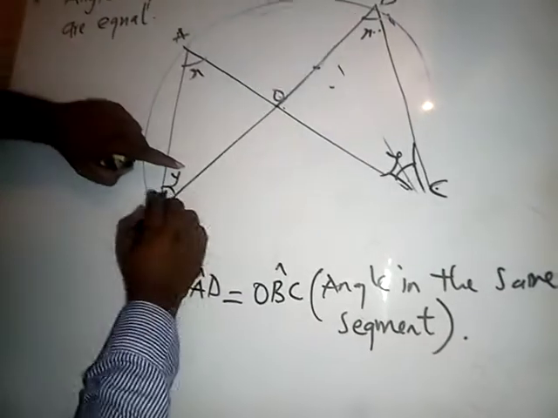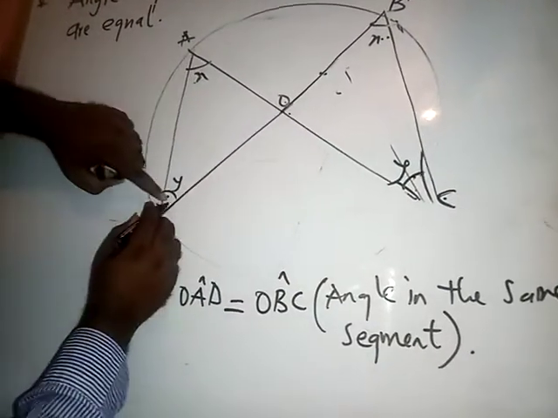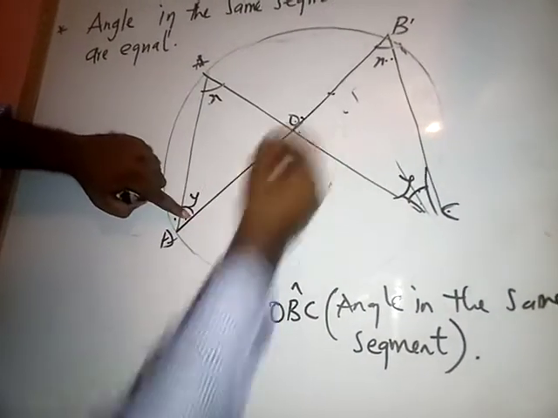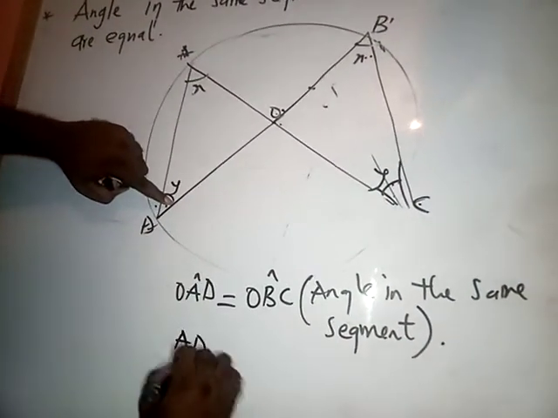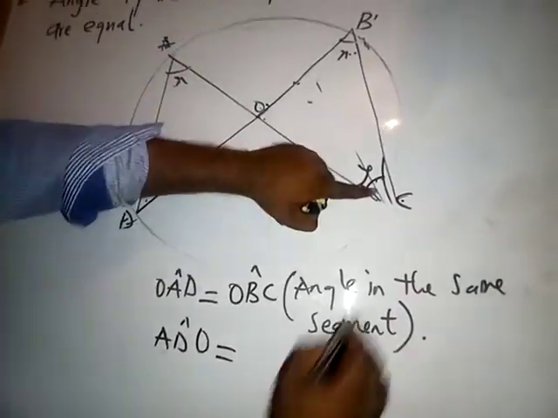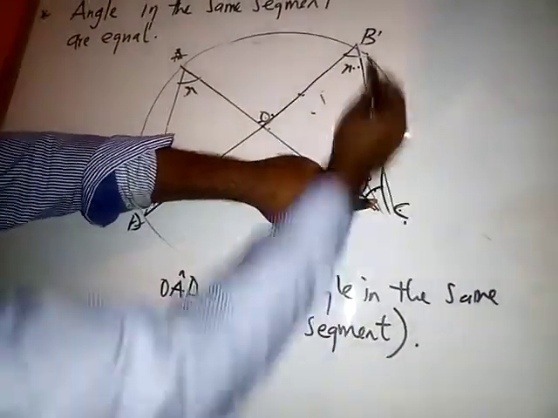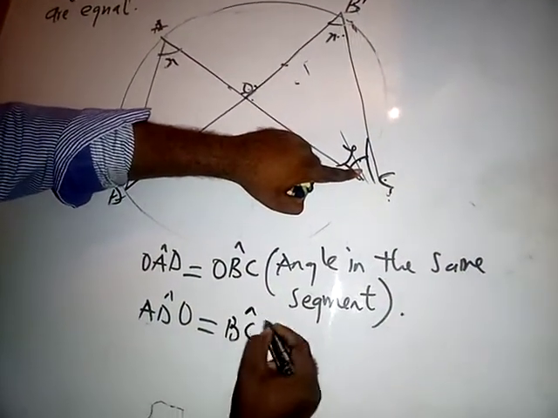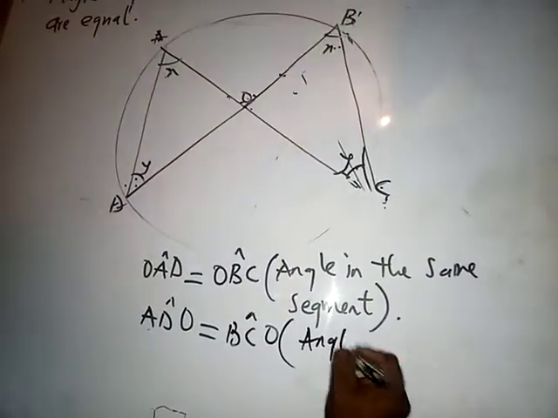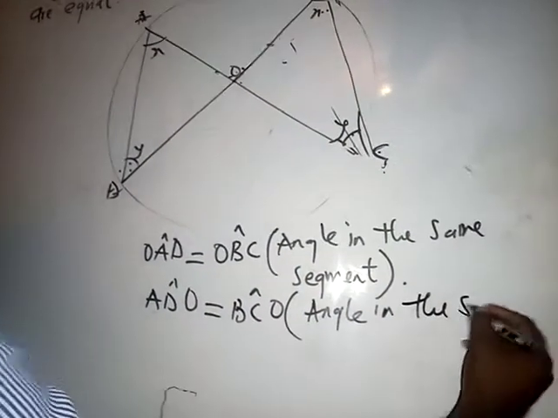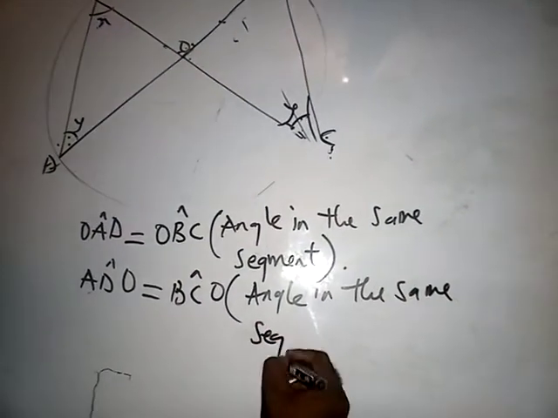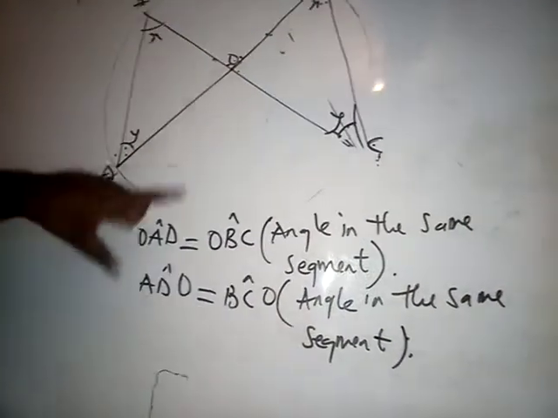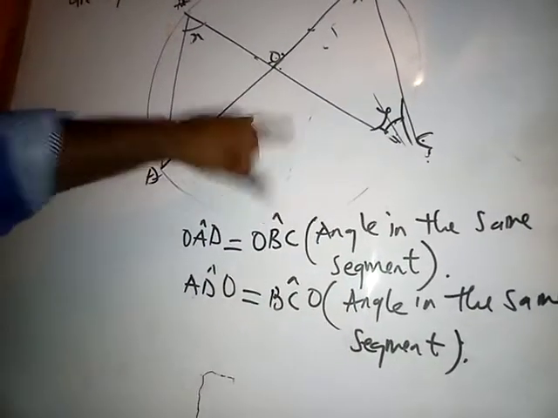Angle y is equal to angle y. Now what is angle y? This angle here, I say ADO. So angle y, ADO, is equal to this angle, which I say is BCO or OCB, anyone. BCO. Why? Angle in the same segment. Are we there? So guys, I want you to take your time, pause the video, and we'll continue the section.